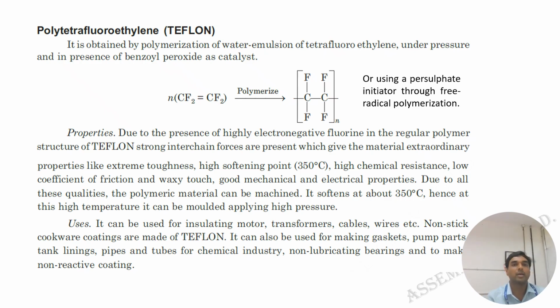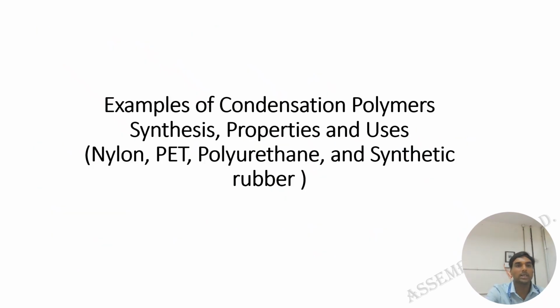And then Teflon is basically polytetrafluoroethylene. It is formed under pressure from benzoyl peroxide. You can get tetrafluoroethylene. What are the uses? Basically, this is a highly insulating agent, used in motors and transformers. You can use it for cables and wires. We can use it as non-stick coating, cookware coating. Also, it is known as Teflon.